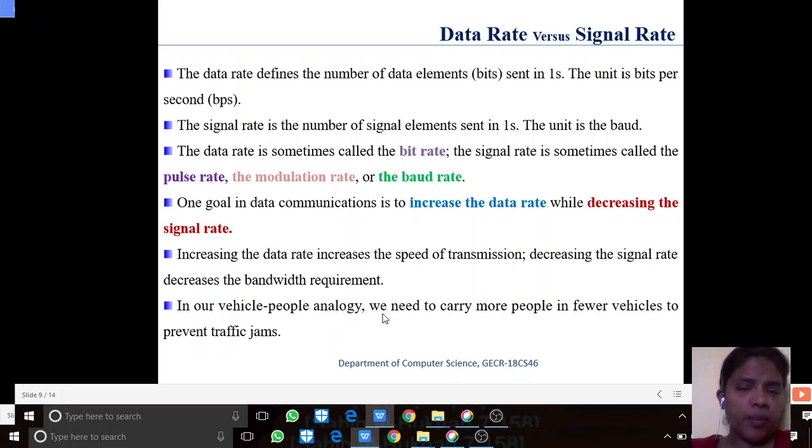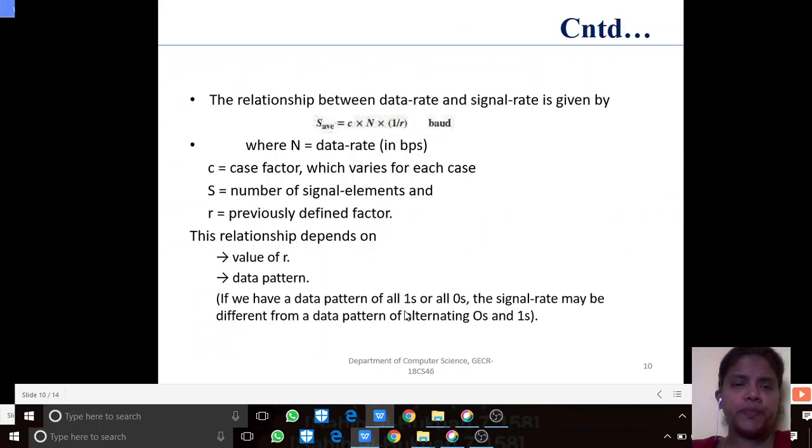In our vehicle and people analogy, we need to carry more people in fewer vehicles to prevent traffic jams. I already told you this is the analogy. Our goal is to use very few vehicles on the road in order to avoid traffic jams, pollution, and all such disadvantages, by using fewer vehicles carrying more people. Now, there is a relationship between data rate and the signal rate.